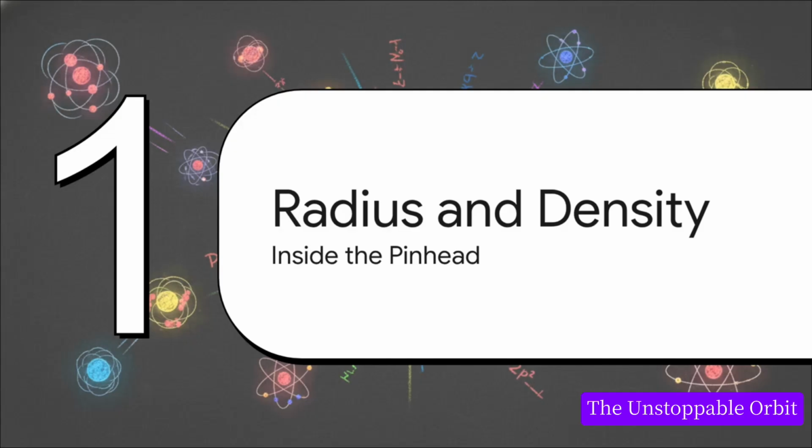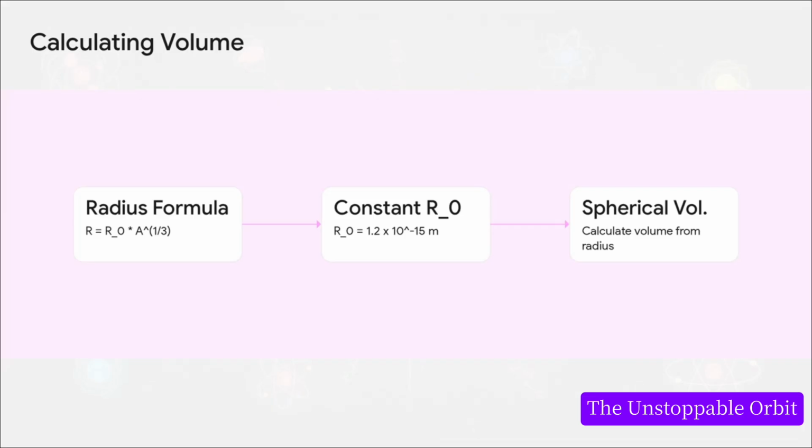Section 4. Nuclear radius and density. Inside the pinhead. Let's look at the math, because electron scattering experiments let us calculate exactly what's going on inside that pinhead. We use the formula where the radius, r, equals r sub 0 times A to the power of 1/3. A is our mass number, and r sub 0 is a constant, 1.2 times 10 to the negative 15 meters, or 1.2 femtometers.